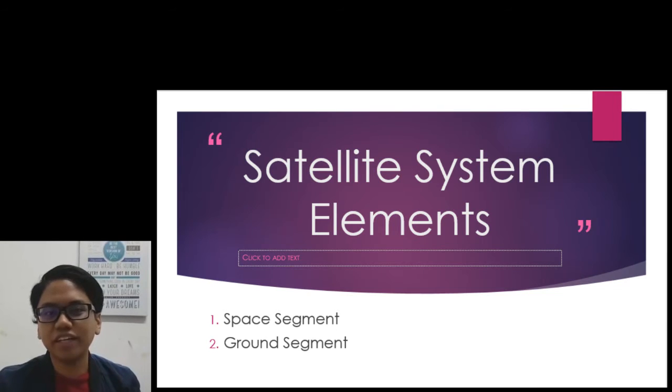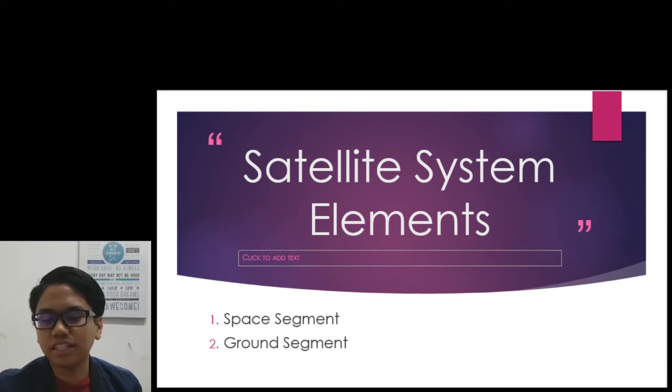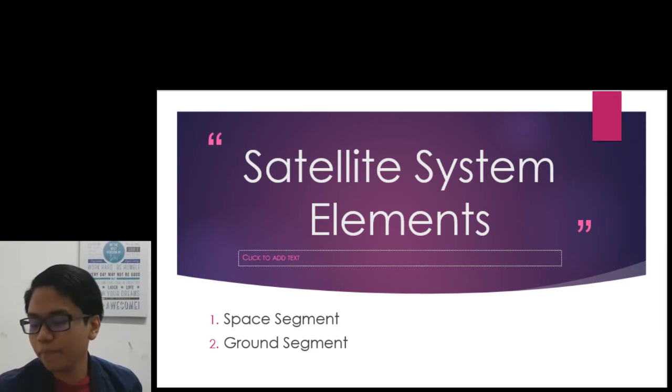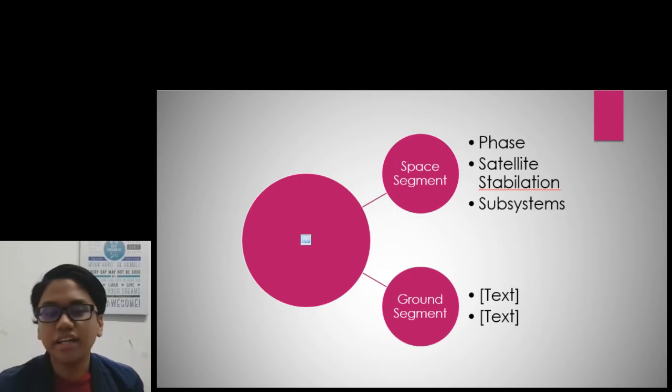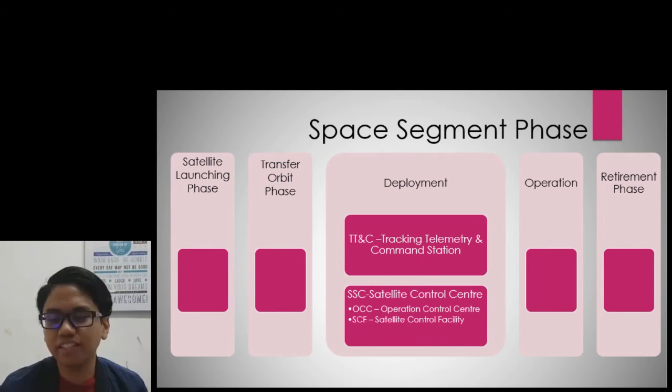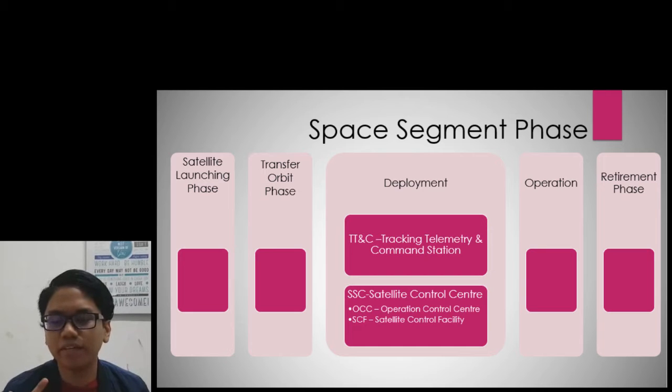Assalamualaikum, I am Aiman Syafiq, and I will explain about satellite system elements, which are categorized into two segments, space and ground segment. In the space segment, we have phases, satellite, and subsystems. For the space segment, there are 5 phases overall: the first phase is satellite launching, the second is transfer orbit phase, then deployment phase, operation, and lastly the retirement phase.